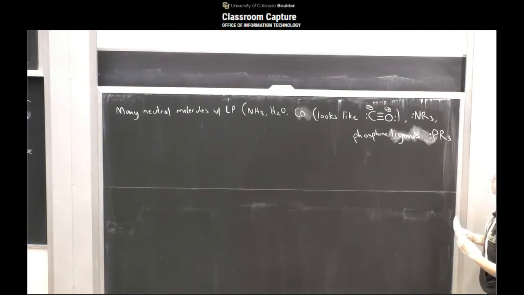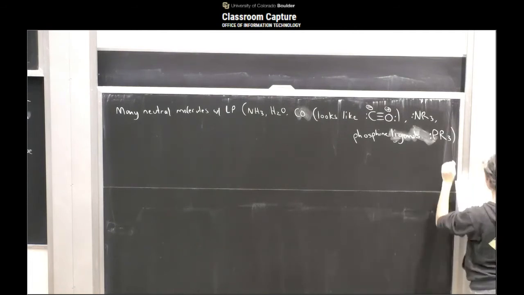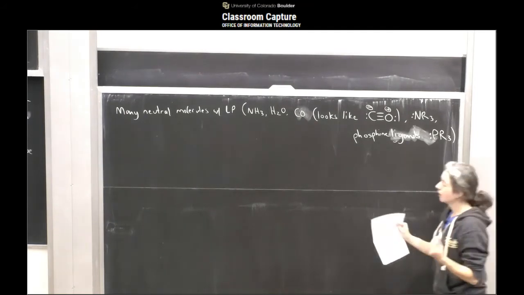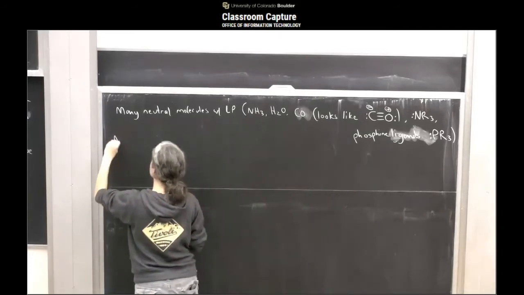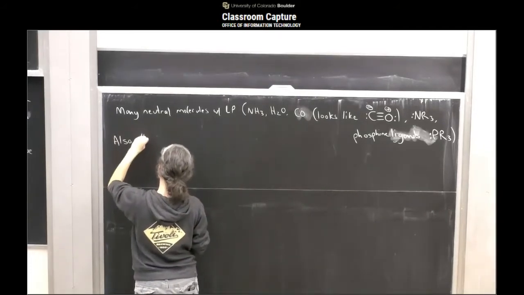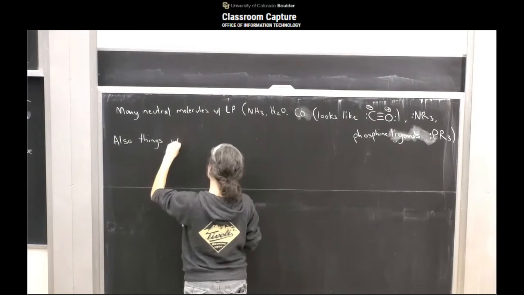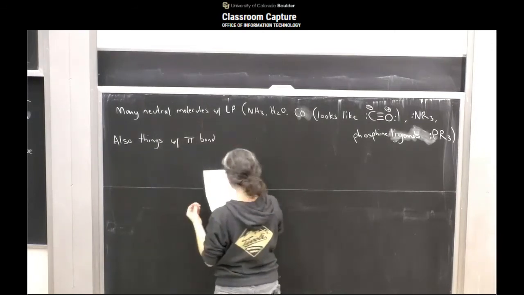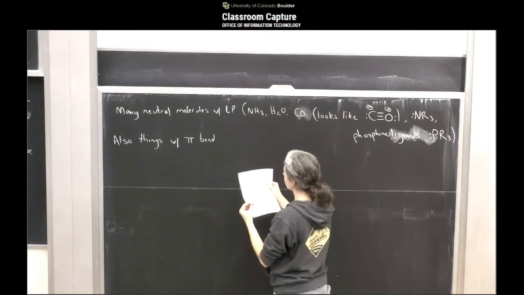Also have a lone pair to contribute here. Okay, so that's one category of things that we're going to see that can do this. The other is anything with a pi bond can do this.